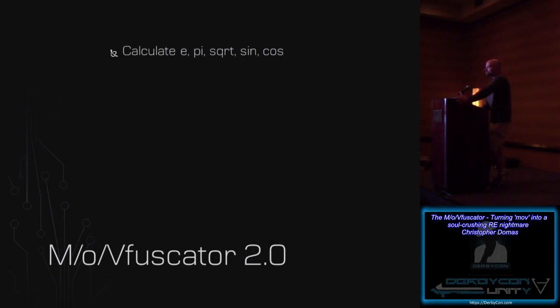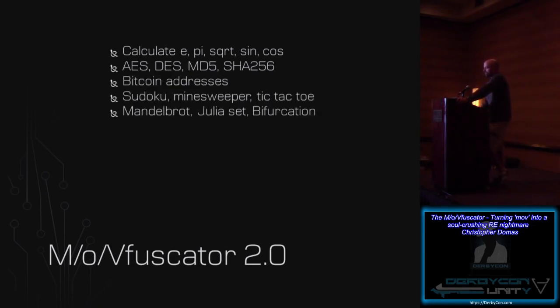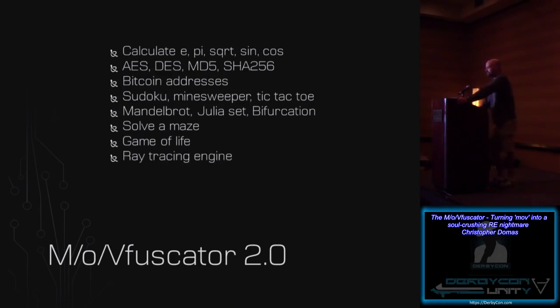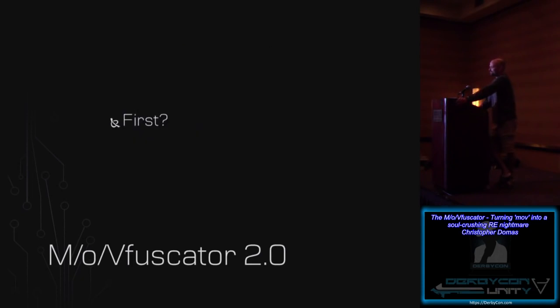And really, this is a complete C compiler. So I've got examples for calculating e, pi, square roots, AES, DES, MD5, SHA-256, Bitcoin stuff, games, fractals. I even downloaded a public ray tracing engine so that I could generate ray traced images using only move instructions. And it's fun to just watch it churn away. And I think, as far as I know, this is the world's first single instruction C compiler, probably because I don't think anybody's ever wanted such a thing before.